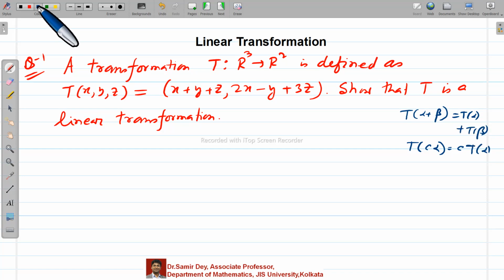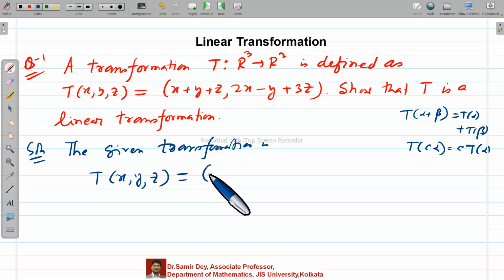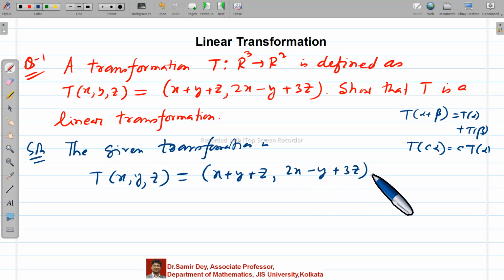Okay, so first you need to write the solution. It's very simple. The given transformation is, whatever the transformation is given, you need to write down T(x, y, z) = (x + y + z, 2x − y + 3z). So this is the first step. Please write down this as equation number 1. So here we need to prove these two conditions.